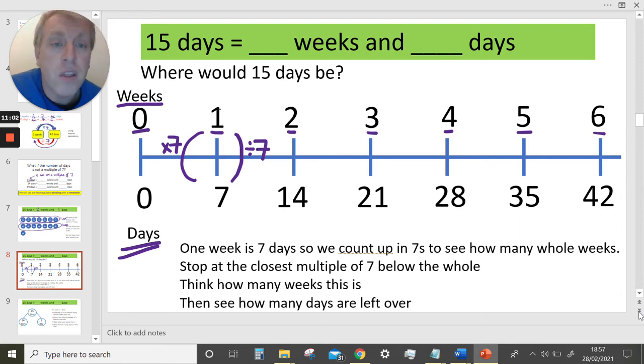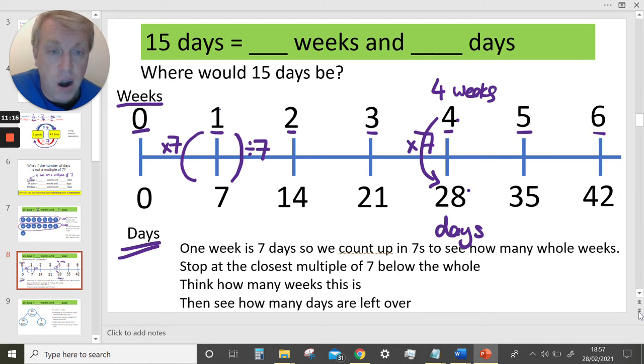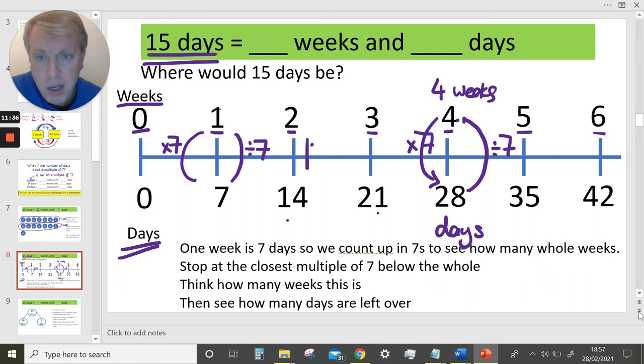Let's think here. This 4 means, remember, 4 weeks. 4 times 7 makes 28 days. 28 days divided by 7, the inverse, makes 4 weeks. So, where would 15 days be with our problem here? Where would we put 15 days? Well, 15 is between 14 and 21, isn't it? 15, maybe we could say 15's about here.